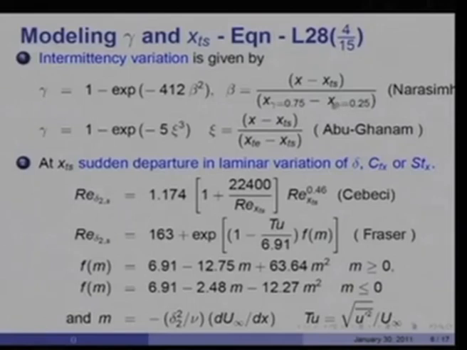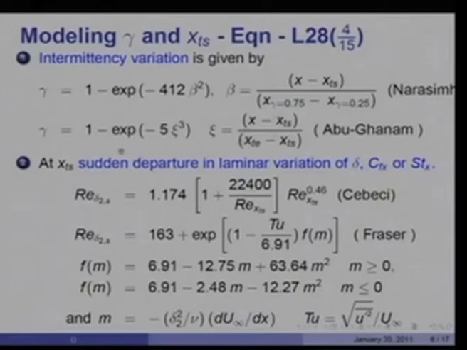Computationally, this is not very convenient, and therefore more recently, in the 80s, Abu-Ghannam and Shaw came up with this expression: gamma equals 1 minus exponential of minus pi times xi cubed, where xi is x minus xts divided by the end of transition minus the start of transition. So, all that remains is finding ways to determine xts and xte, and there are several suggestions.